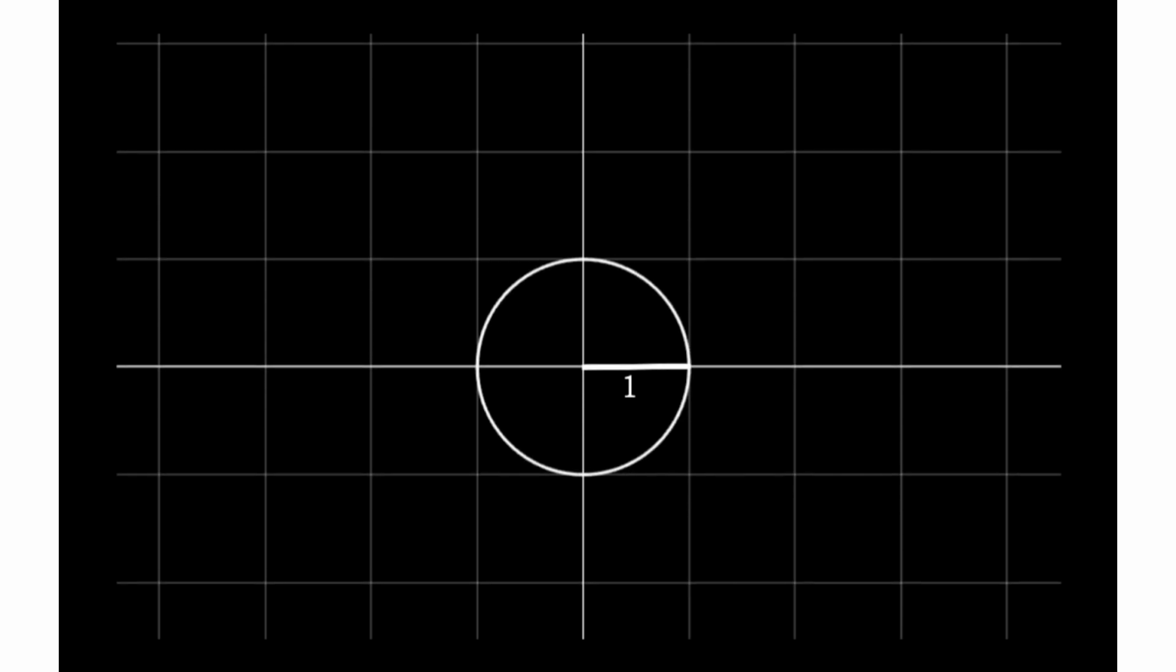This is also useful because on a unit circle, where the radius is 1, the amount of radians of a certain angle is equal to the arc length of said angle.